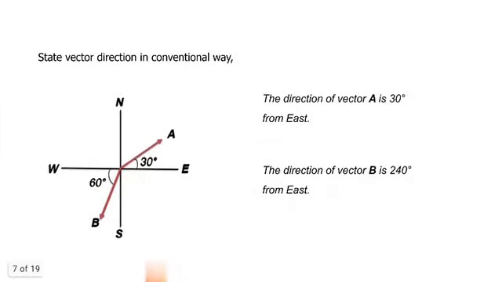O, tingnan natin to. Yung vector A, paano ko siya gagawing conventionally stated? Eh, dito wala kang problema sa vector A kasi galing na siya sa east, di ba? O, yun na yun. So, this is 30 degrees from east or from the east.